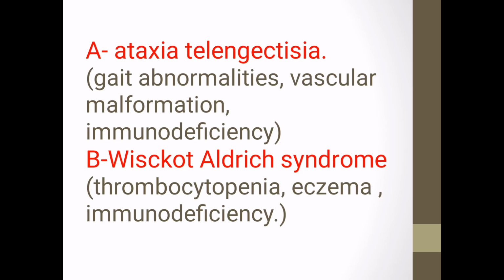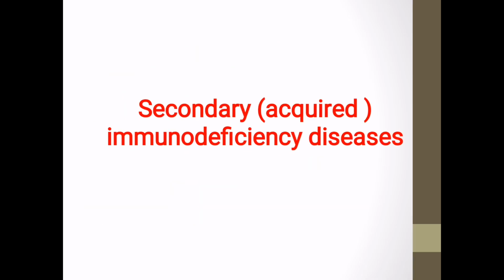And the second one is Wiskott-Aldrich syndrome, in which there is thrombocytopenia, which is a deficiency or low level of platelets, and eczema, and immunodeficiency. Okay, these are two diseases in which there is immunodeficiency with other diseases: ataxia telangiectasia and Wiskott-Aldrich syndrome. Then we go to secondary immunodeficiency or acquired immunodeficiency.